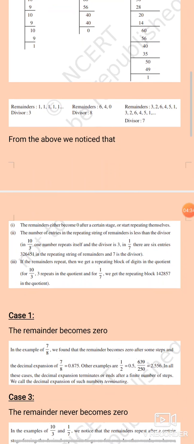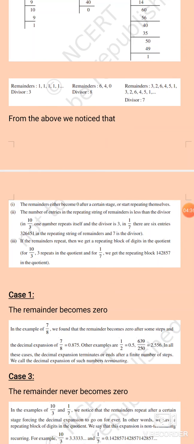The first case, the remainder becomes 0. The example 7 by 8: we found that the remainder becomes 0 after some steps, and the decimal expansion of 7 by 8 is what? 0.875. The division stops there. No repeating digits are there. Other examples, 1 by 2. When you divide 1 by 2, what is that? 0.5 is the quotient. No need of taking more examples.